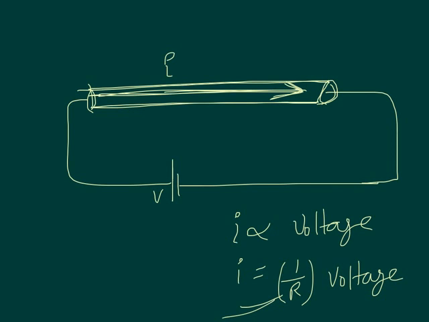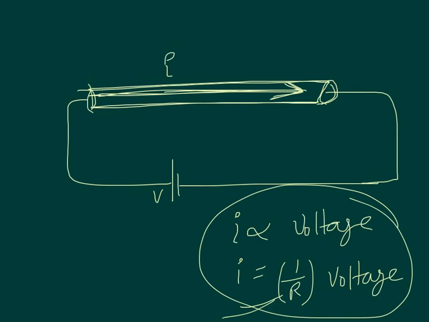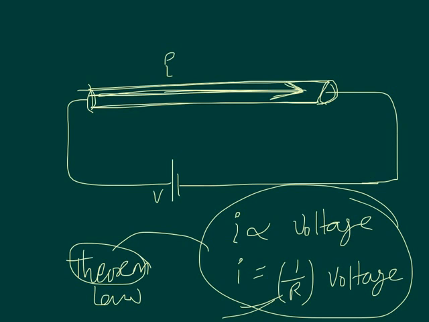And this property or this theory is stated in the form of a theorem or law, Ohm's law. Ohm determined this. Ohm proposed this law. That's why, in the name of Ohm, we call this Ohm's law.